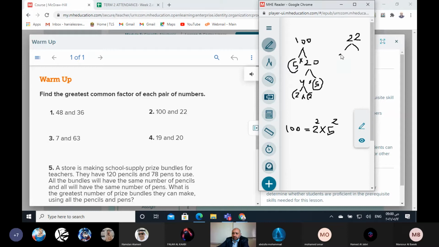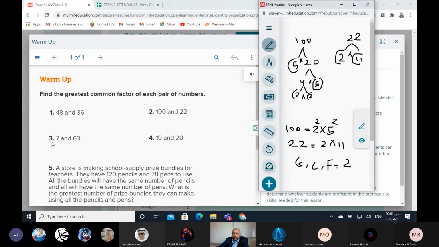Then here 22 equals 2 times 11, 11 prime and 2 prime, so we can write here 22 equals 2 times 11. Now GCF, take the common factors in the low exponent. The common will be 2. Here we have 2 exponent 2 and 2, so take 2. So the GCF here will be 2.